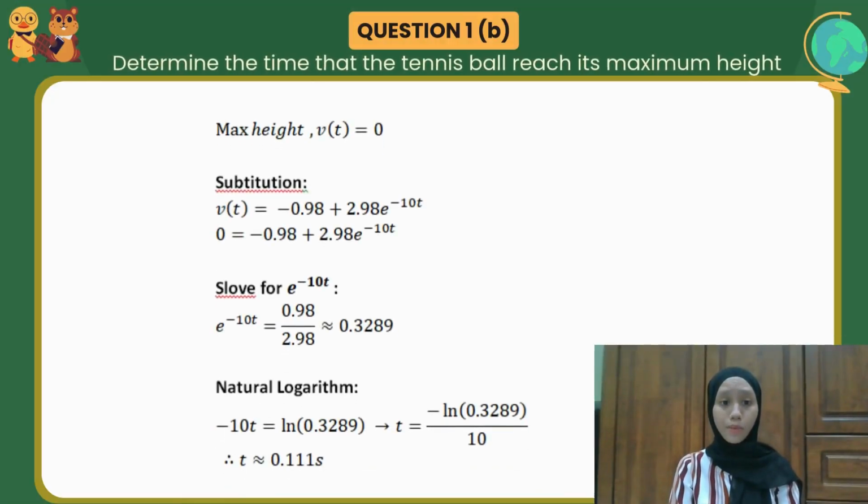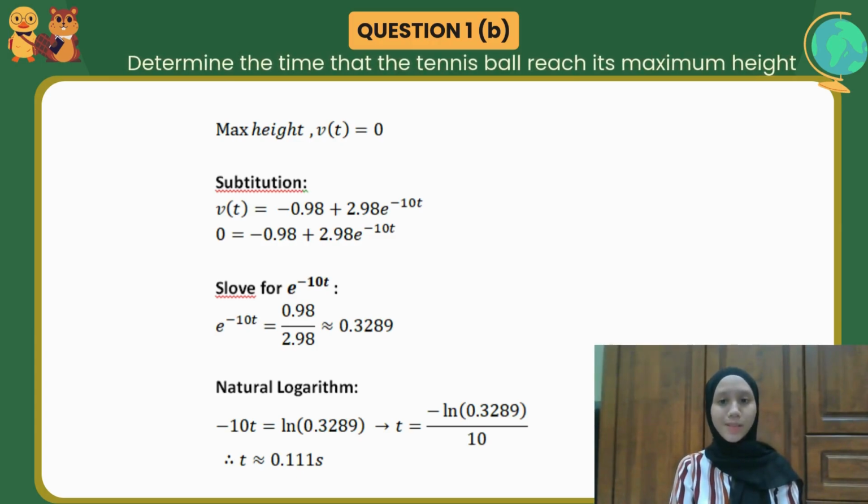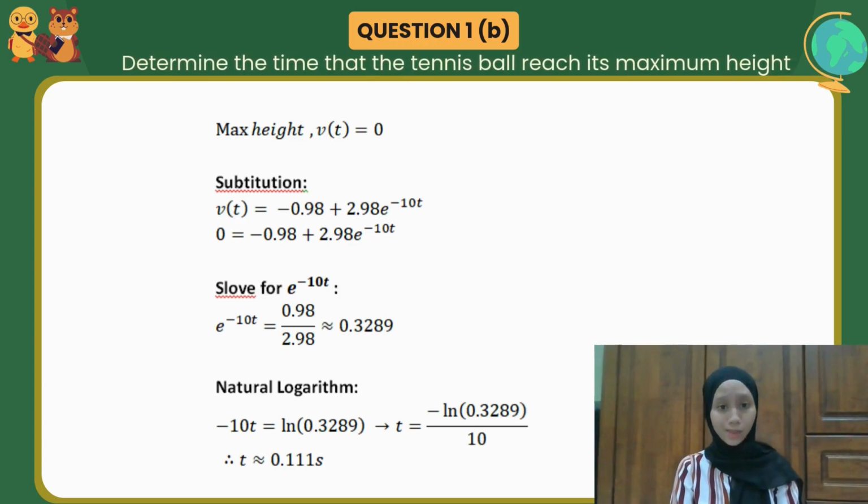To find the time at which the ball reaches its maximum height, we use the principle that the velocity becomes 0 at this point, so v(t) equals 0. Using the velocity equation derived in question A, we set the velocity to 0. To solve for the time, first we find e to the negative 10t in the equation. We get e to the negative 10t approximately equal to 0.3289. Next, by taking the natural logarithm, negative 10t equals ln 0.3289, and the answer shows the ball takes approximately 0.111 seconds to reach its maximum height.